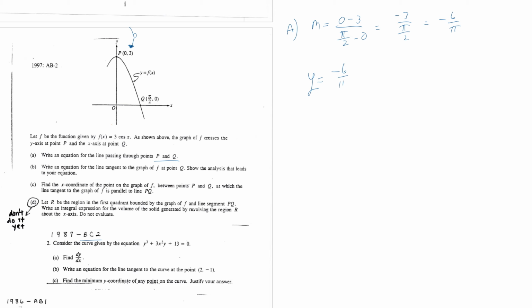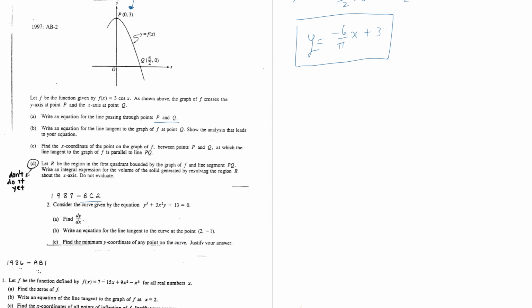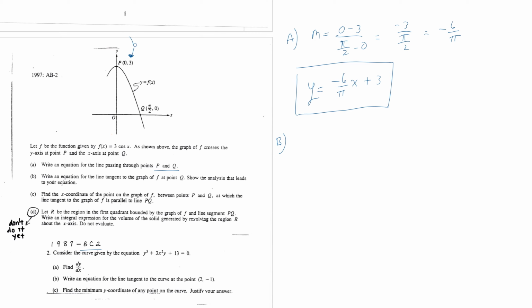So negative 6 over pi x plus 3. The b is 3. Okay, awesome. That was super easy. Alrighty, that's part A.